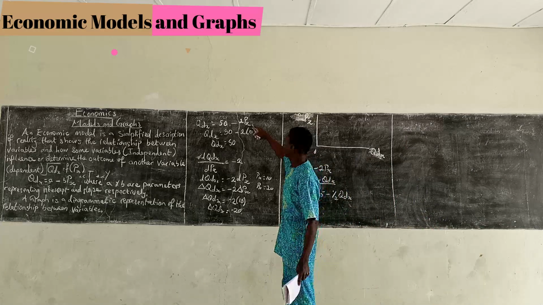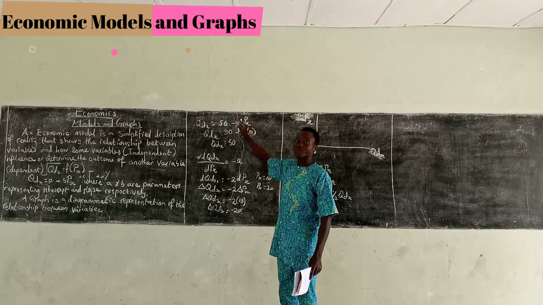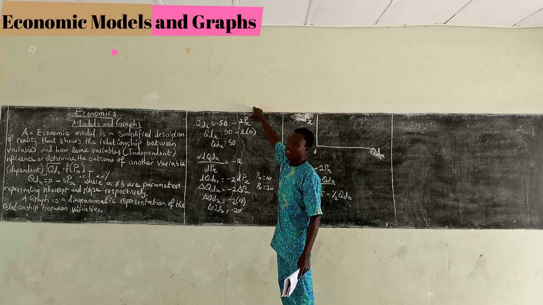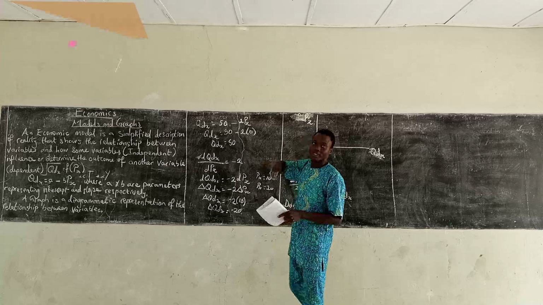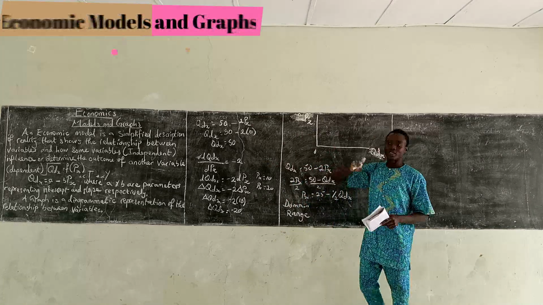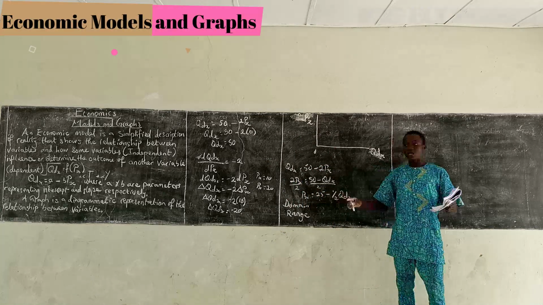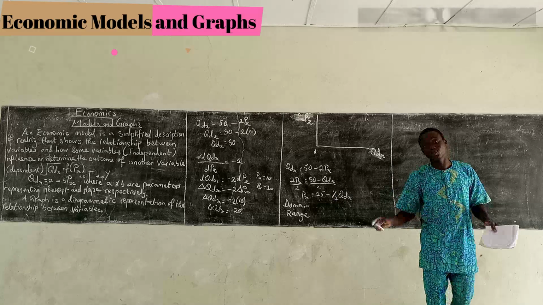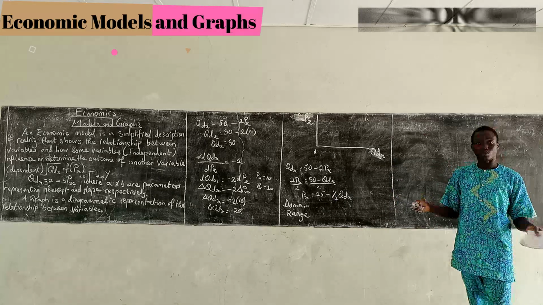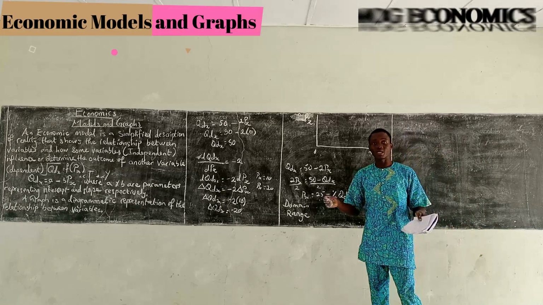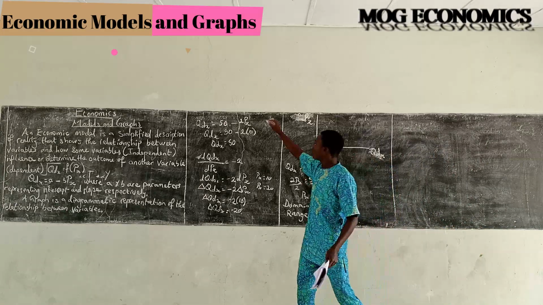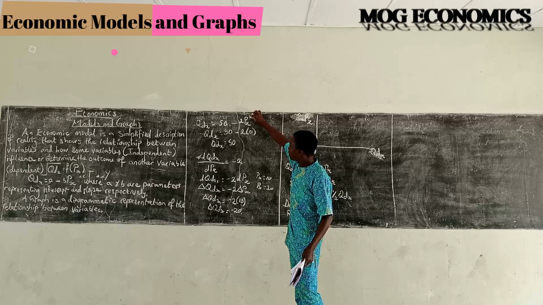It is linear simply because the highest power of the independent variable here is 1. Nothing is written here, but obviously this is 1. So when the highest power of the independent variable is 1, you have a linear function, or a linear model. The graph you're going to get is a straight line. If this were 2, for example, then you're having a quadratic function.